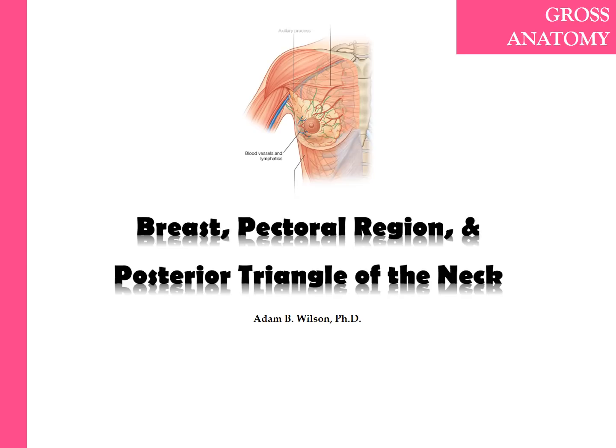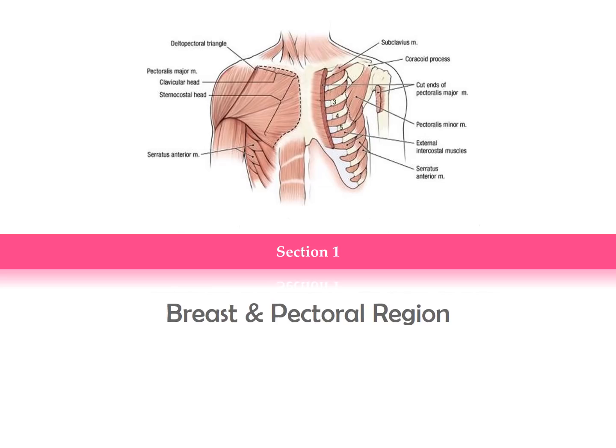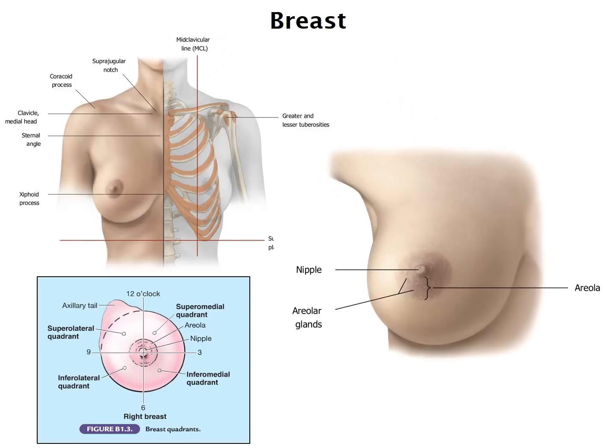In this video, we'll discuss the breast, the pectoral region, and the posterior triangle of the neck. We'll focus our efforts first on the breast and the pectoral region. The breast is composed of mammary tissue, which is made up of glands and their associated ducts. This tissue is embedded within superficial fascia.